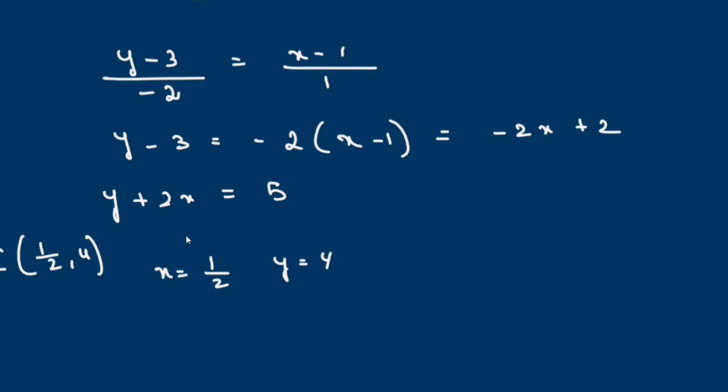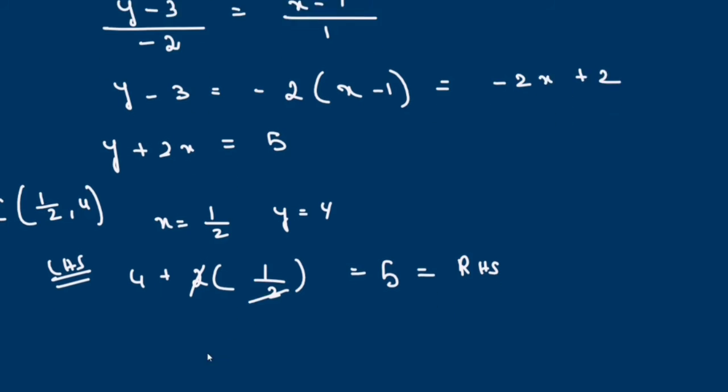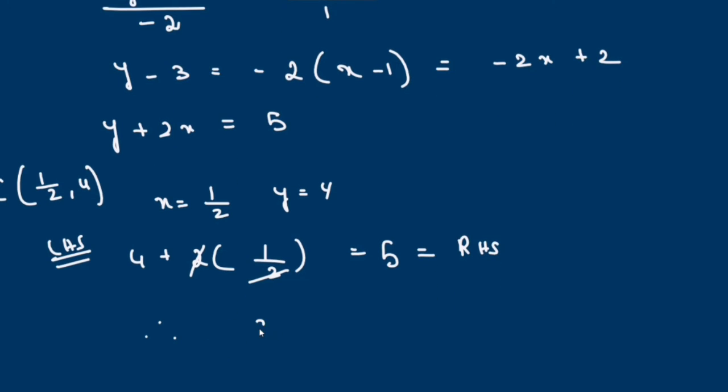So put x is 1 by 2 and y is 4. So 4 plus 2 into 1 by 2. So we get the answer 5. That is the left hand side, and we get it is equal to the right hand side. So take the point, substitute, it should satisfy that equation. That means the 3 points are collinear because the 3 points are lying on a line.